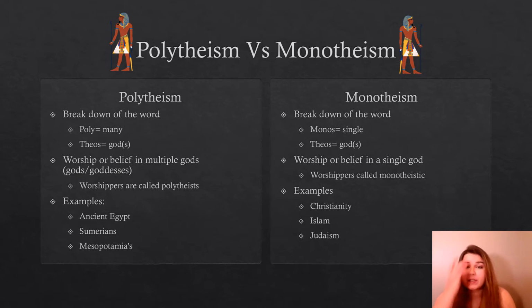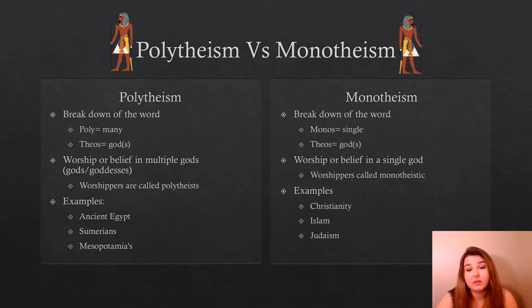So now we will discuss the difference between polytheism and monotheism. So let's start with the word polytheism. If you break the word down, you get two words: poly and theos. Poly means many and theos means god. So essentially, the word polytheism means many gods. The word's definition is belief in many gods. People who practice polytheism are called polytheists. Examples of this religion include the ancient Egyptians, the Sumerians, and the Mesopotamians.